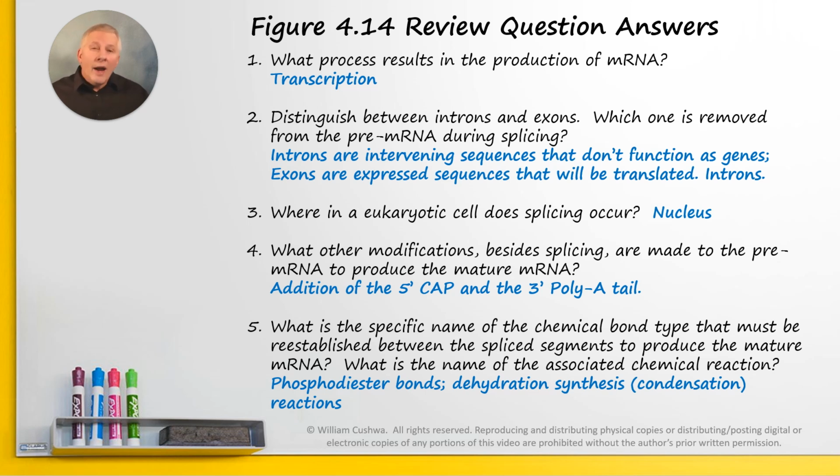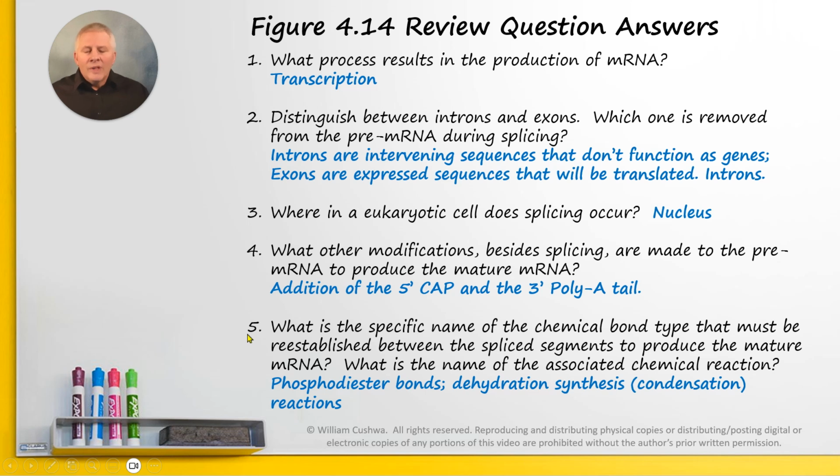Question 3, where in a eukaryotic cell does splicing occur? And the answer is in the nucleus. These modifications happen prior to the transport of the mature mRNA out of the nucleus and into the cytoplasm. Question number 4, what other modifications besides splicing are made to the pre-mRNA to produce the mature or final mRNA? I said the additions were a 5' cap and a 3' poly-A tail.